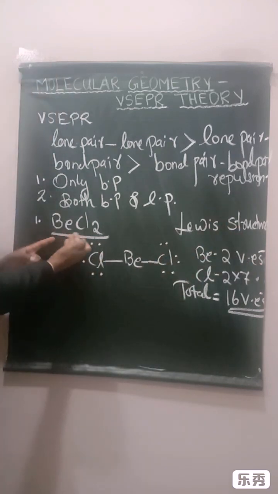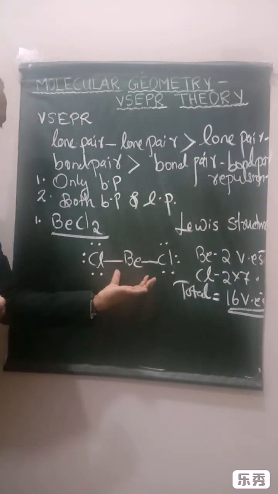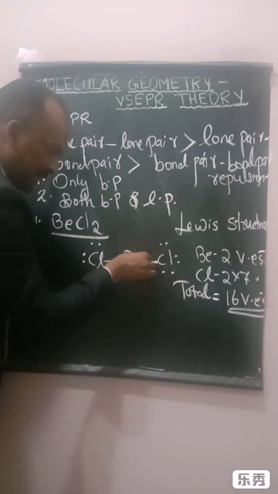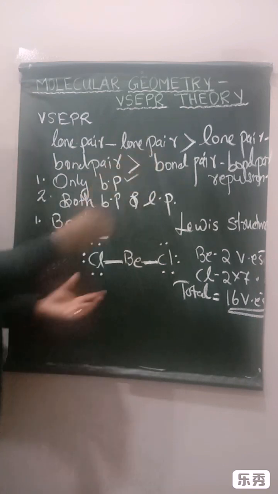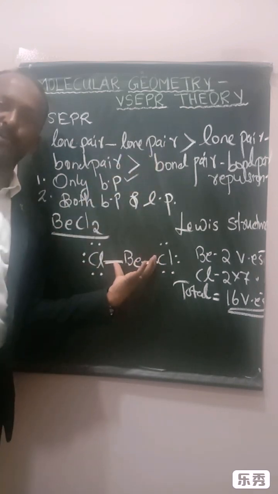What is the name of the molecule? Beryllium chloride. In this beryllium chloride molecule, we can see that the central atom has only bond pairs. There are no lone pairs around the central atom.